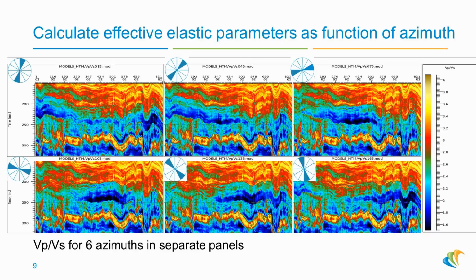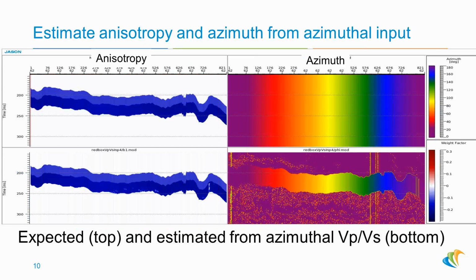We can use our elastic volume evaluator to find out what the anisotropy and the angle azimuth of the anisotropy is. And here we can look at the VP/VS anisotropy. The top is what we expected which would come out after using our input models, and the bottom is what we get out after calculating the effective VP/VS for every azimuth and then analyzing the VP/VS changes as a function of azimuth.